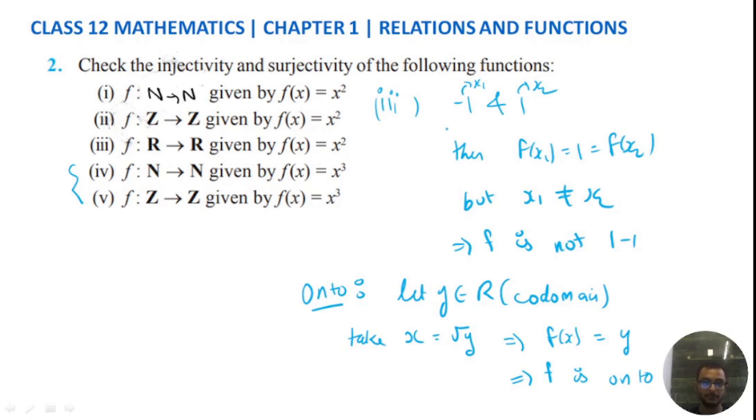So that's it for today's video. We did two questions where we understood the properties of injectivity and surjectivity, that is 1-1 and onto. In the next video we will do more questions.